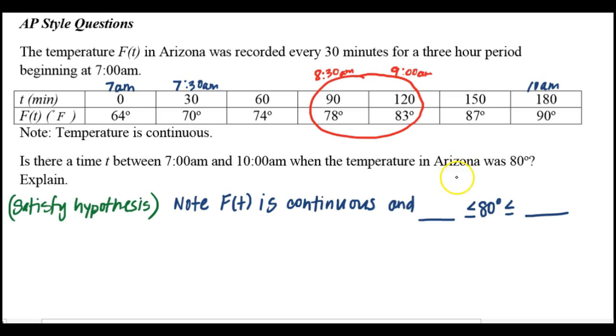We have to correctly use function notation. So 80 degrees is of course between 78 degrees and 83 degrees, but I don't want to write such an obvious statement because it also doesn't reference the function. Notice we said f of t. So we don't want to write 78 degrees is less than 80 degrees, which is less than 83 degrees. That's like saying 1 is less than 2. Well, duh. We don't want to write something that general. We want to reference the function.